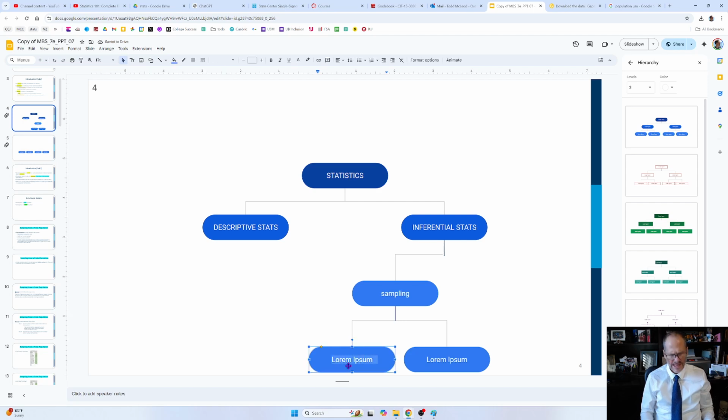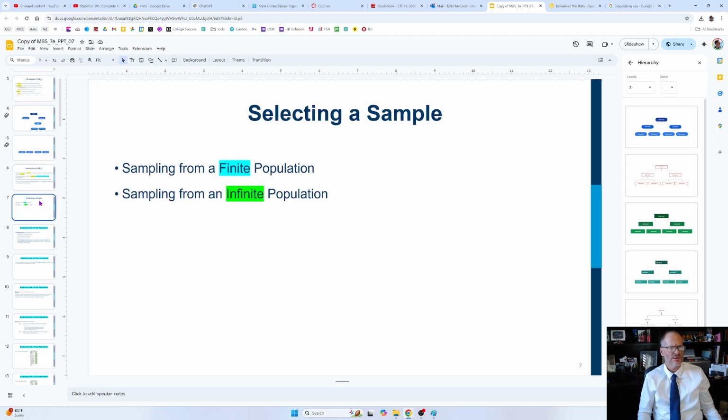And then here we'd have a finite population, and we would have an infinite population. Okay, and so we have statistics. It could be broken up into these two categories, and then here we could say when we're talking about sampling, we talk about infinite and finite populations, and so that's what this shows. We could do sampling from a finite population and sampling from an infinite population. I think you're really going to like this.